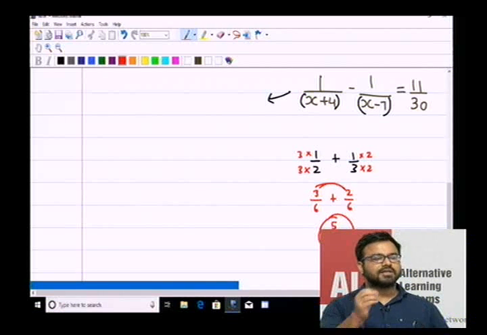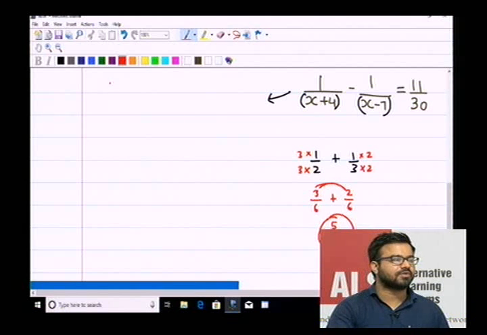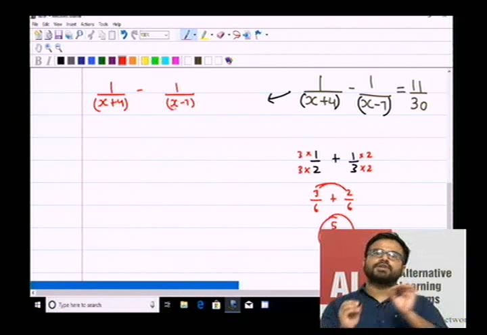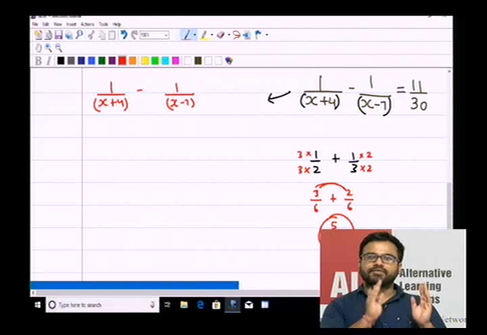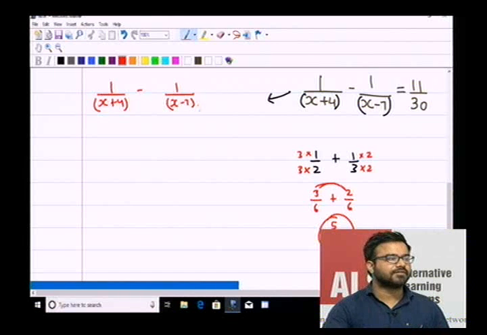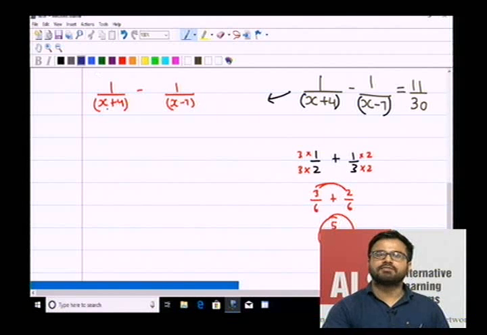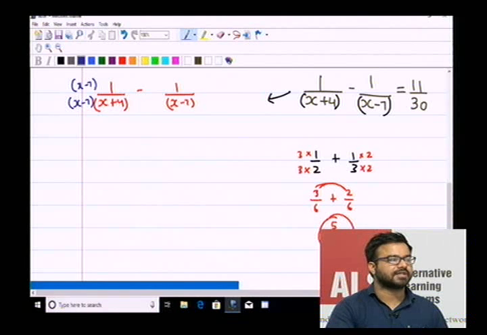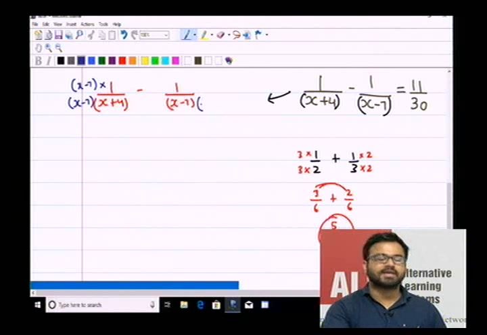In the same way, here in this question, we have the algebraic expression, 1 upon x plus 4 and 1 upon x minus 7. So first write like this, 1 upon x plus 4 minus 1 over x minus 7. Now just find the product of the denominators, which is x plus 4 into x minus 7. So I will multiply and divide the first fraction by x minus 7. Similarly, in this one, I will multiply and divide by x plus 4.